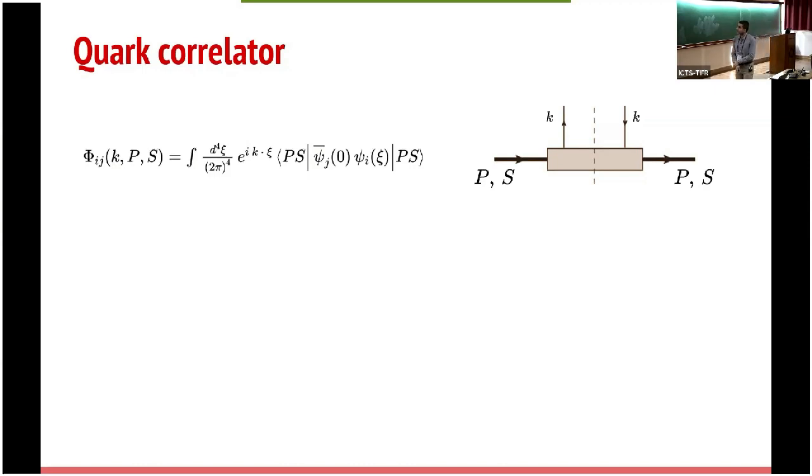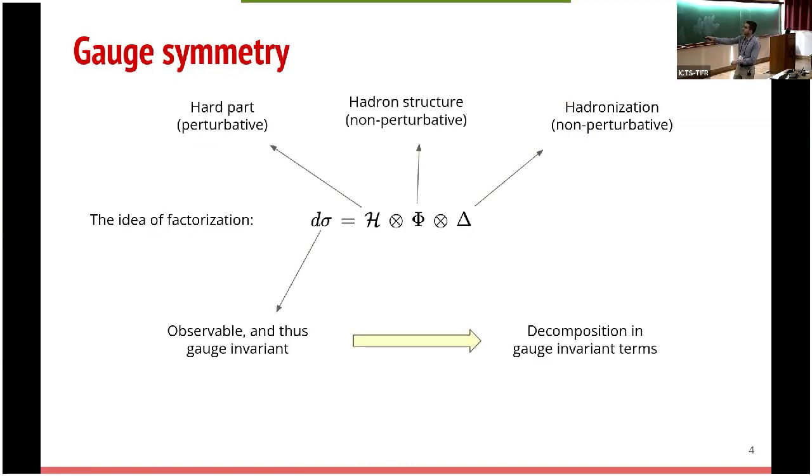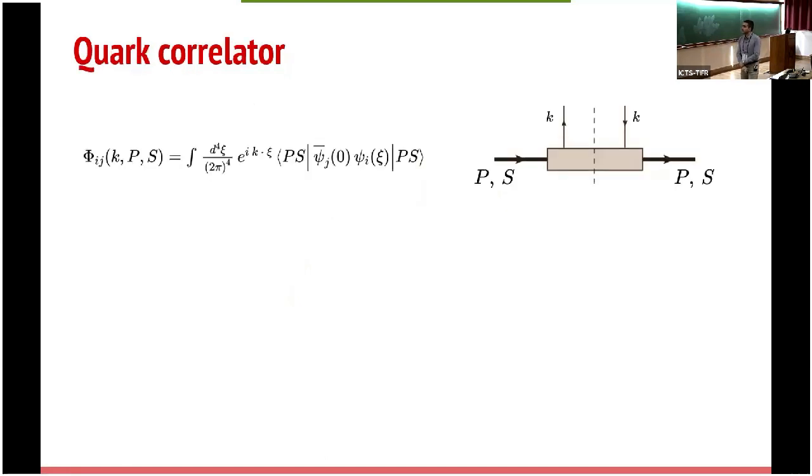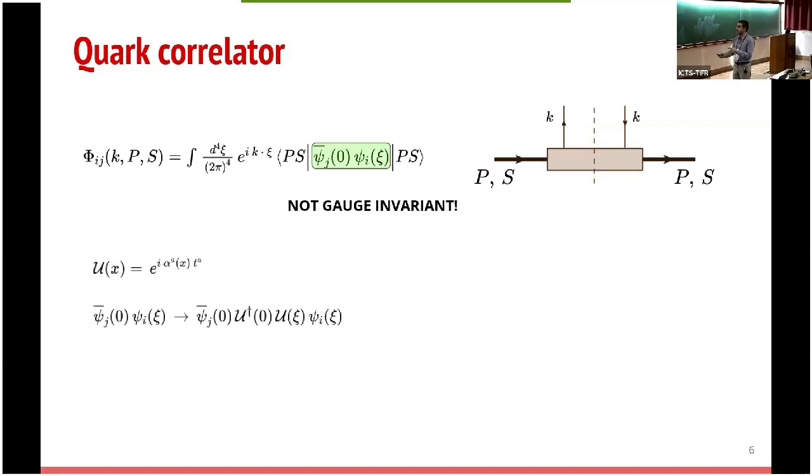Let's look at the quark correlator, the phi that sits here, the correlation function that encodes hadron structure. Is this gauge invariant? No, it's not gauge invariant because the psi bar psi operator does not transform into itself under gauge transformations. A gauge transformation is local, so it depends on x in the phase. So psi bar psi transforms into psi bar u dagger u psi. This u dagger u is not equal to one because it's evaluated at two different points.